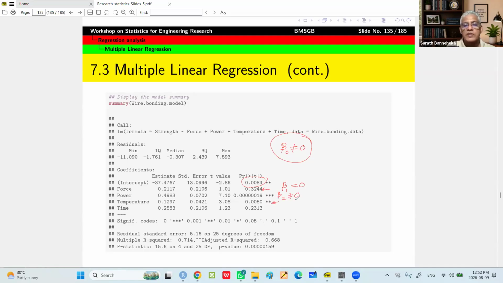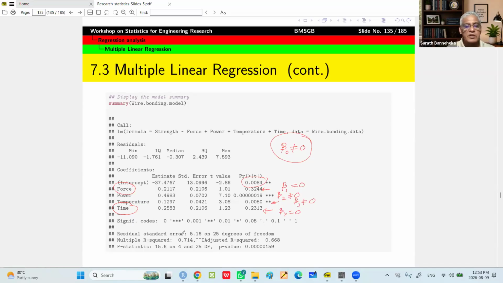And also from this one we can decide that beta 3 is not equal to 0, because this is much smaller than 0.05. From this one, we decide that beta 4 is equal to 0. Remember, beta 1 is the coefficient for force. Beta 4 is the coefficient for time. So according to this preliminary analysis, it seems that force and time are not that important in predicting the shear strength.